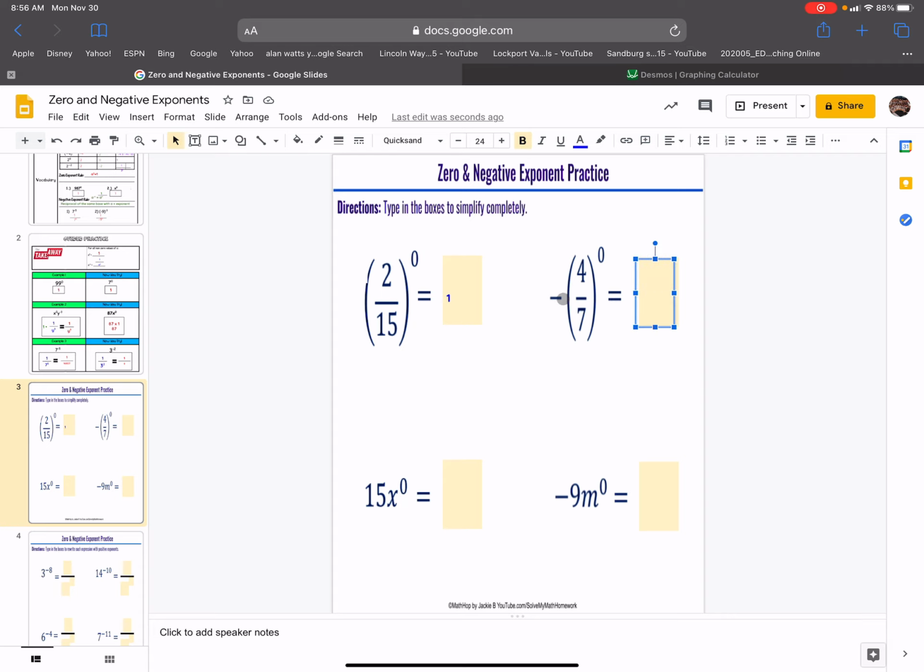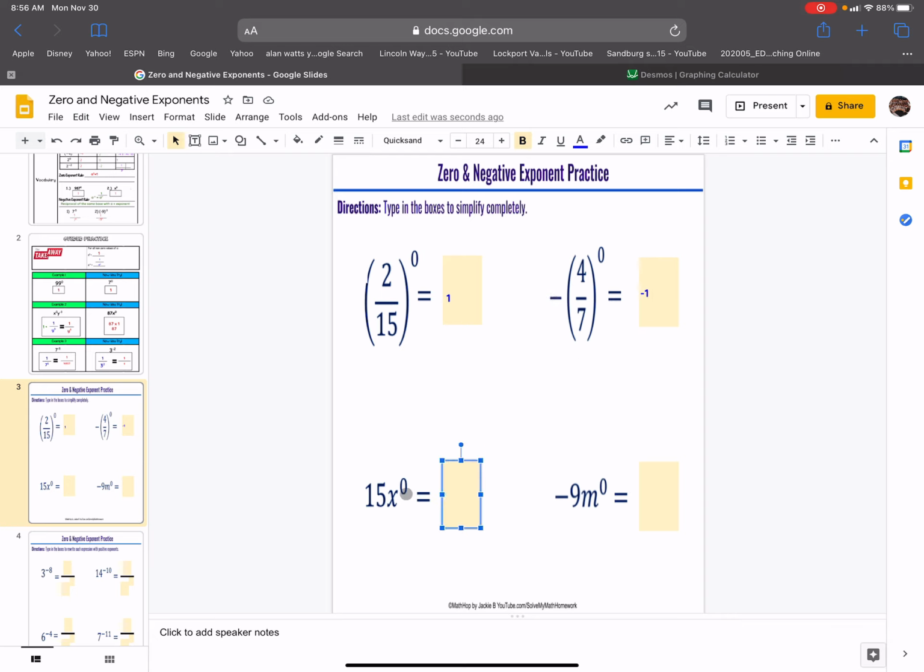This is a negative, so the negative's on the outside. Remember, this is only held together by these parentheses on the inside. So this negative has nothing to do with it. So that negative needs to go in my answer. Now, if it was on the inside of the parentheses, then I could switch it, but I can't. So anything to the 0 power, so 4 to the 7th to the 0 power is 1. So my final answer is going to be a negative 1 because the negative's on the outside of the parentheses.